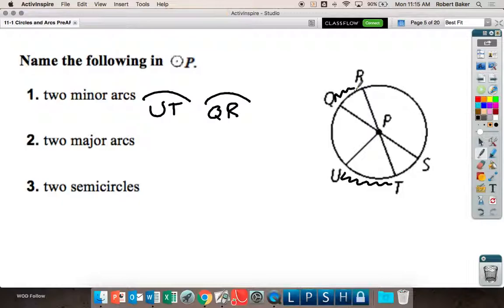Arc RS. Nope. What? Okay, so we say arc RPS. Now we never use the center of the circle to name an arc. That'd be naming a sector. Arc RUS. So specifically, arc RUS goes like this. Is that more than half the circle? Yes.